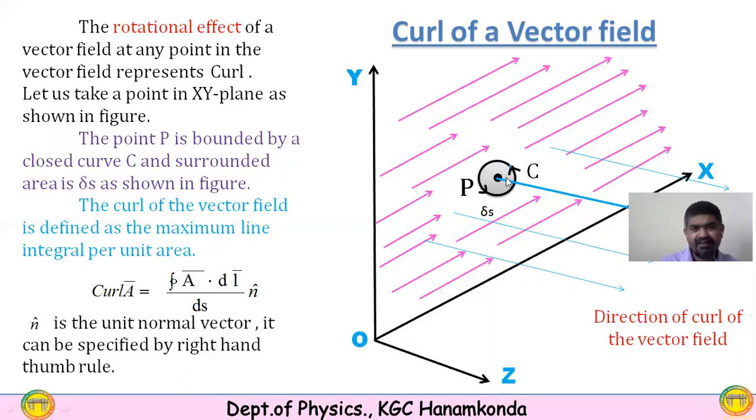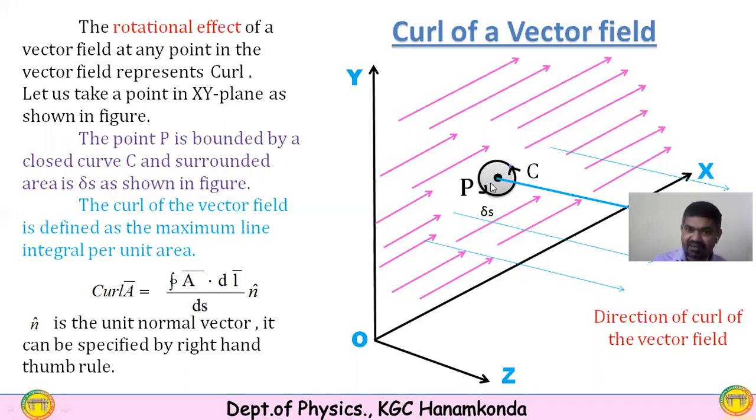In that vector field, suppose I take a point P. This point P is bounded by a closed curve C. You see, P is enclosed by a curve C. This curve C surrounds an area delta S. This is all about point P in this vector field. For example, if at point P this vector field undergoes a rotational effect, there we get the curl of the vector field.